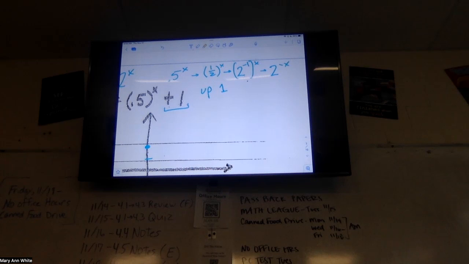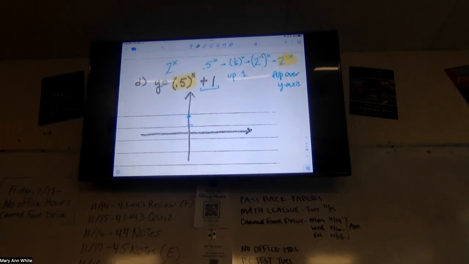So the 0.5 raised to the x is the same thing as 2 to the -x, which, oh, we've already done that. What happened when we had 2 to the -x? Flip over my y-axis, it flips like this. Flip over y-axis. So instead of starting low and then going high, it's going to start high and go low.